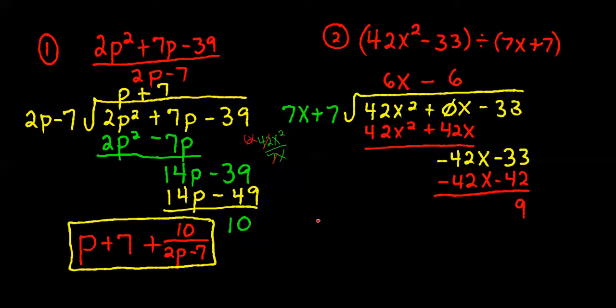That's my remainder. I'm going to express my answer as 6x minus 6 from up here. And then I'm going to express my remainder as 9 over 7x plus 7.